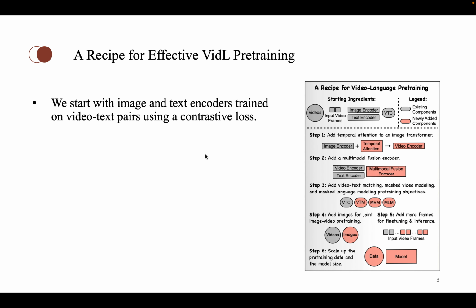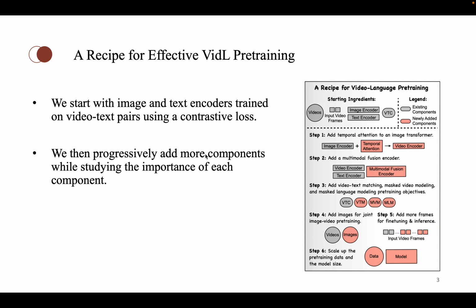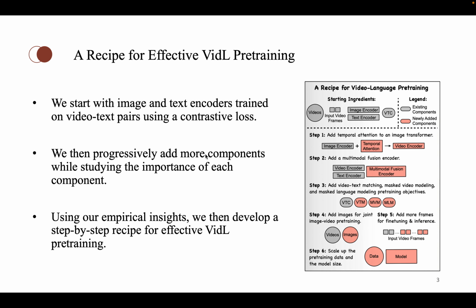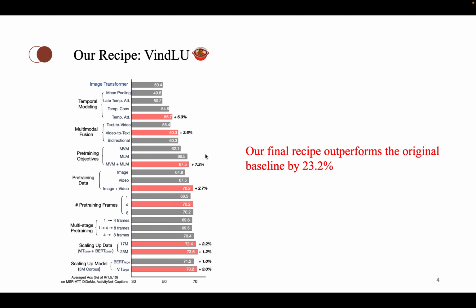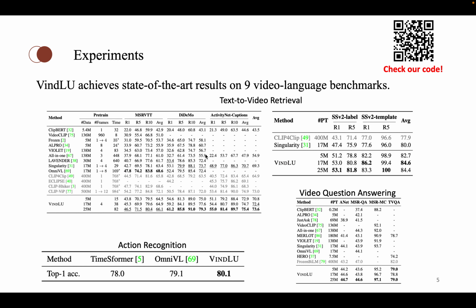We start with image and text encoders, trained on video text pairs using a contrastive loss. We then progressively add more components while studying the importance of each component. Using our empirical insights, we then develop a step-by-step recipe for effective video language pre-training. Our final recipe outperforms the original baseline by 23%. It also achieves state-of-the-art results on 9 video language benchmarks.